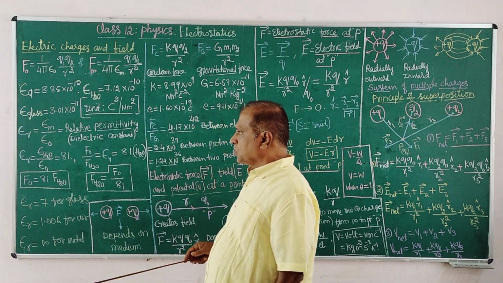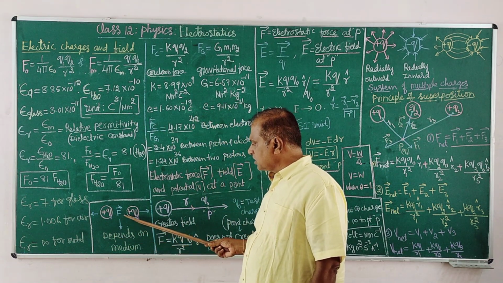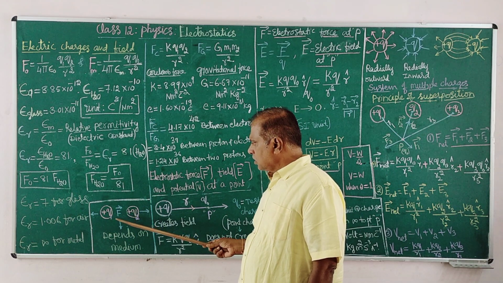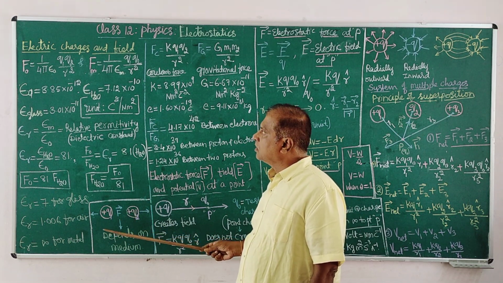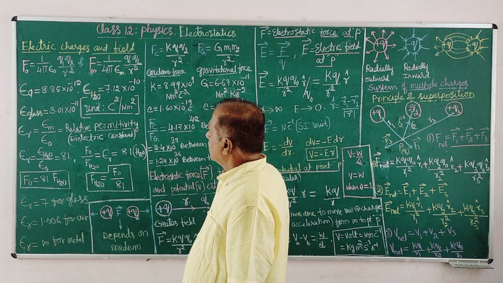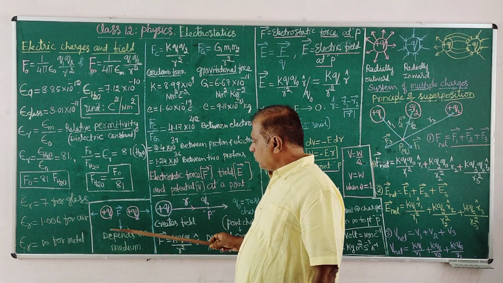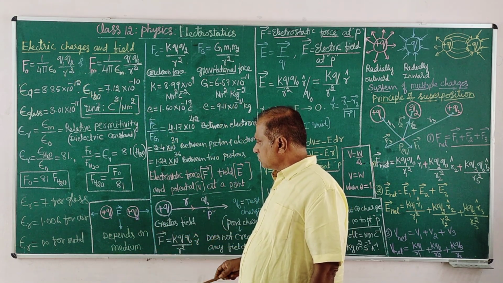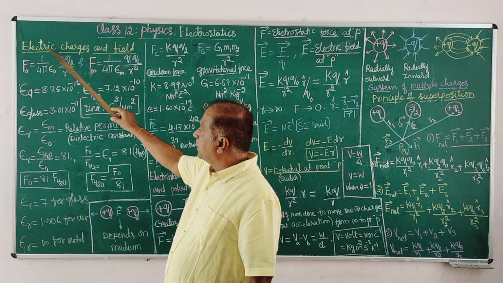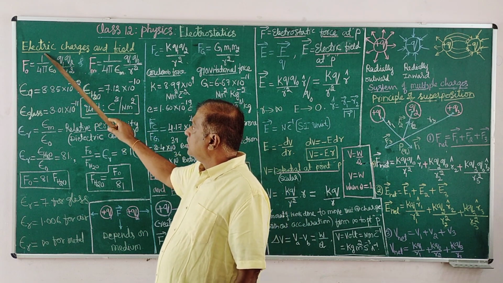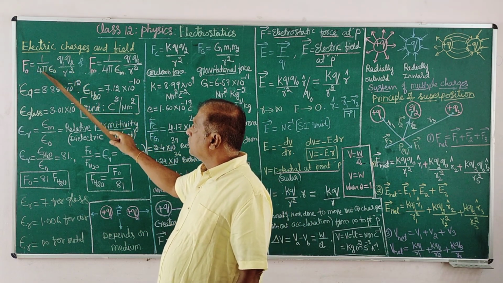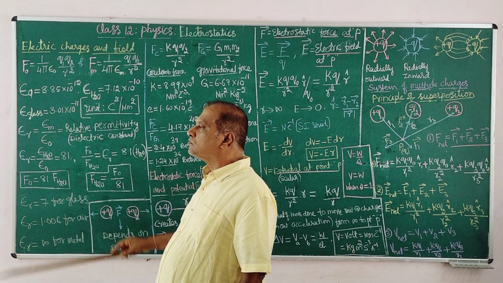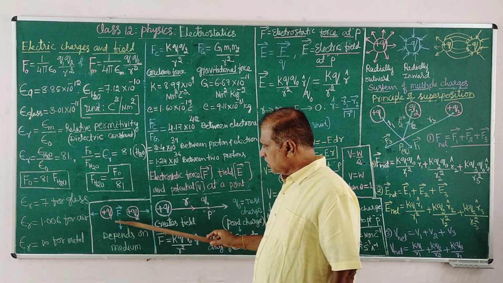When you look further into the concept, this electrostatic force is not only dependent on these two factors, it also depends on one more factor, that is a constant we have taken here, the Coulombic constant containing 4 pi epsilon naught.